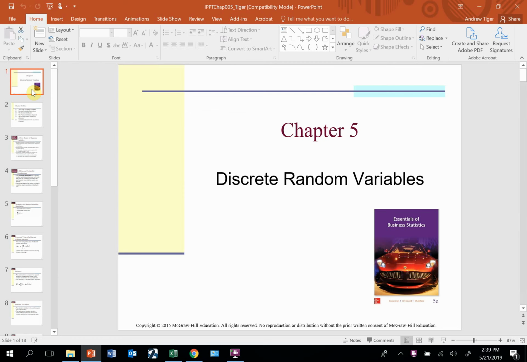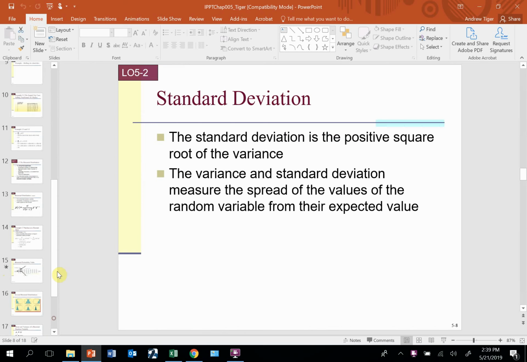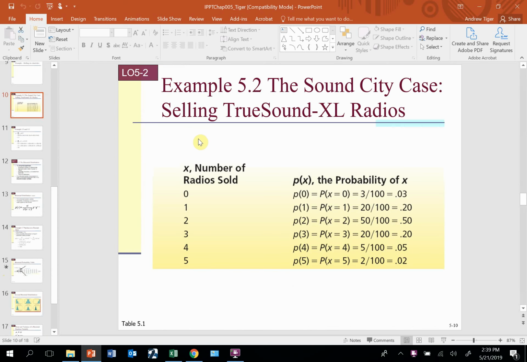Okay, this video shows you how to do probability distributions using Excel. And we're going to start with this example. We're going to do a discrete probability distribution. And we're going to do this example.